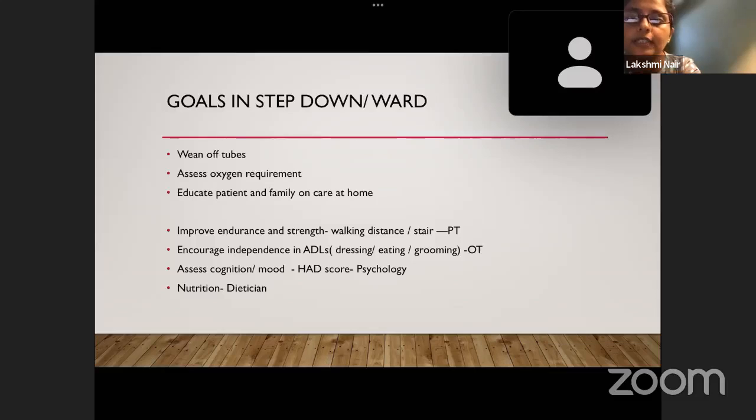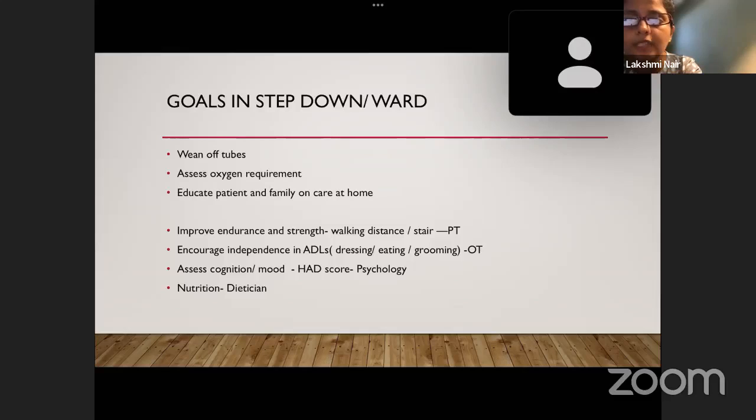Start education early enough. So we can split the goals into PT, OT, psychology goals. PT can work on improving endurance, strength, walking distance. The suggestion is to start with 100 meters and gradually increase it. Sitting out in the chair 3 times a day, gradually increase to 5 times a day. So finally, they should be able to climb stairs if it's a good candidate, uncomplicated transplant. They should be able to climb the stair prior to discharge.